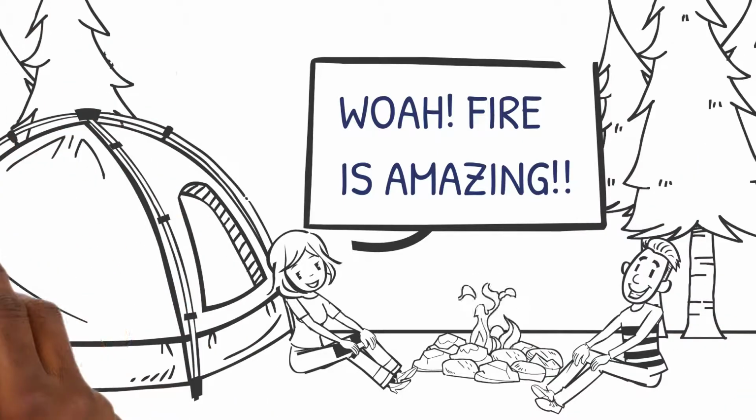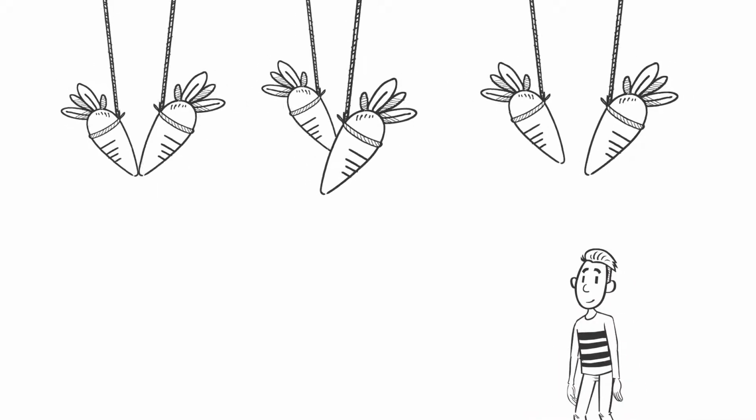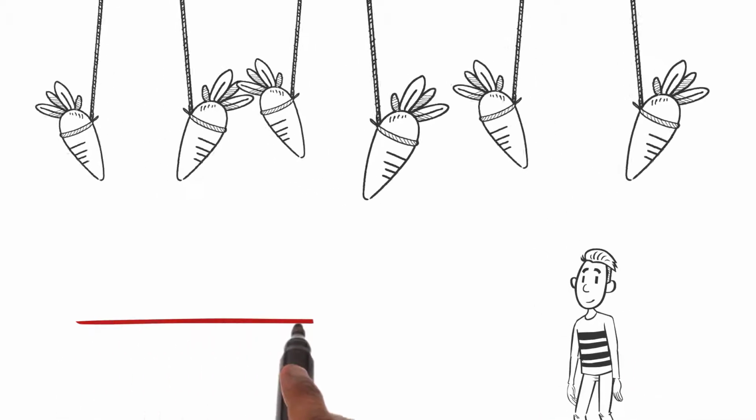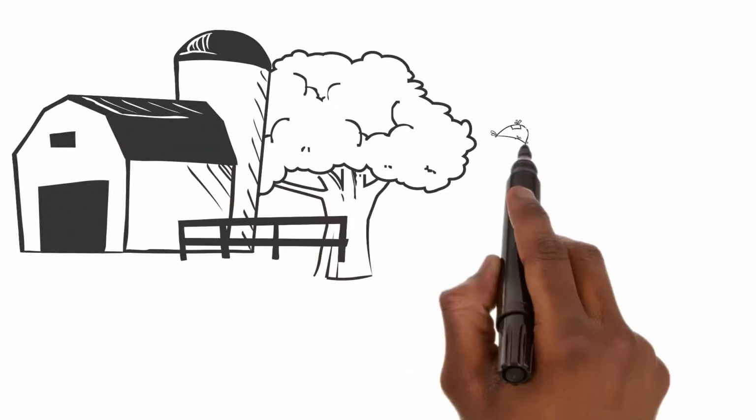Fire even helped early humans expand their territories. They used controlled fires to clear land for hunting and to drive animals towards them. And speaking of food, let's delve into the topic of how settled life begins.